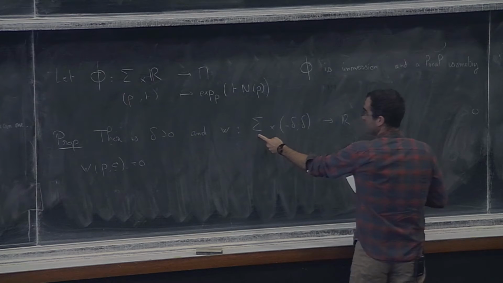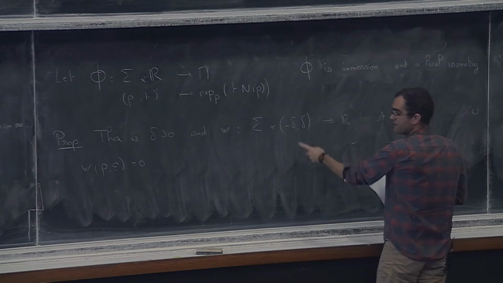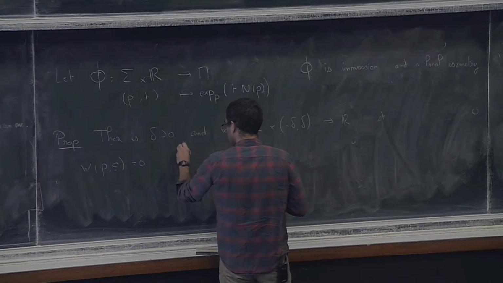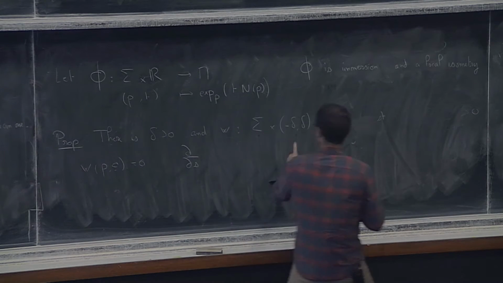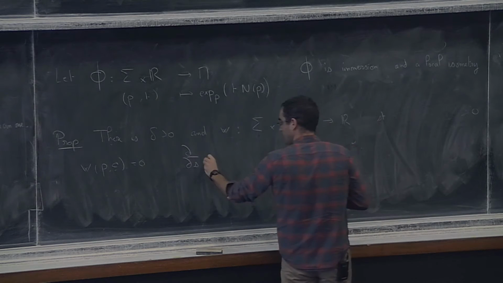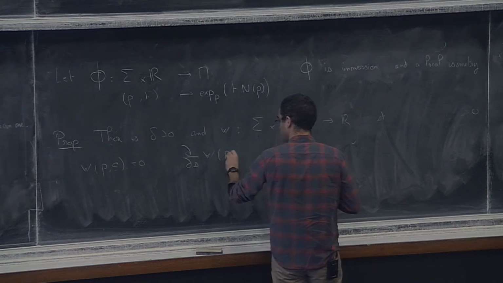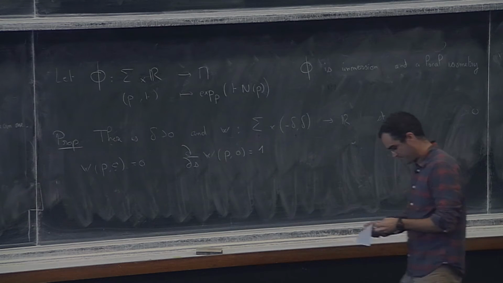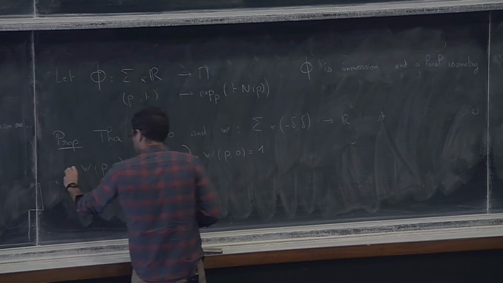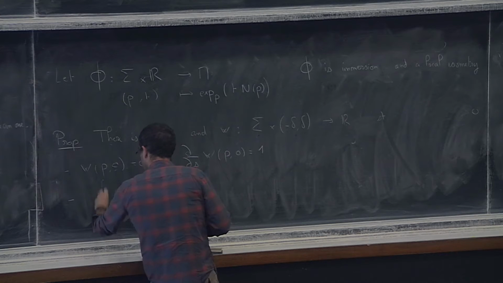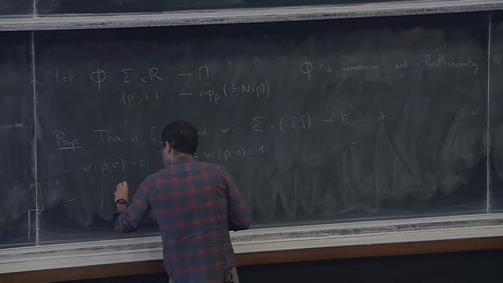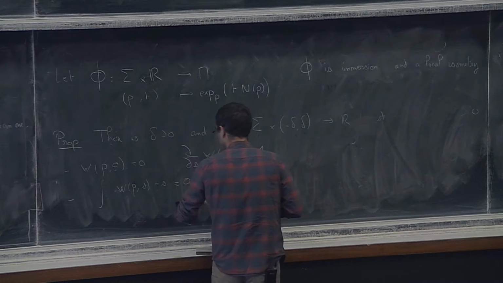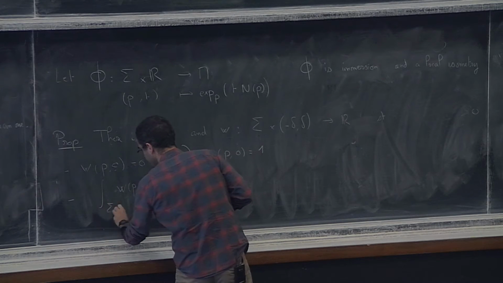If you take a point P in sigma and you take the parameter 0 there, then W is equal to 0. You assume that the derivative with respect to the real parameter here of W at P0 is equal to 1. You assume that the integral of W(P,s) minus s is equal to 0 on sigma.